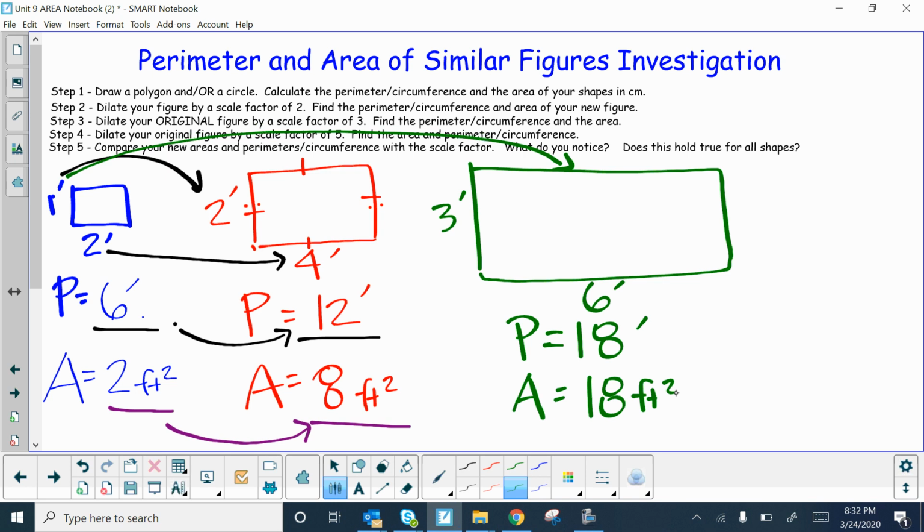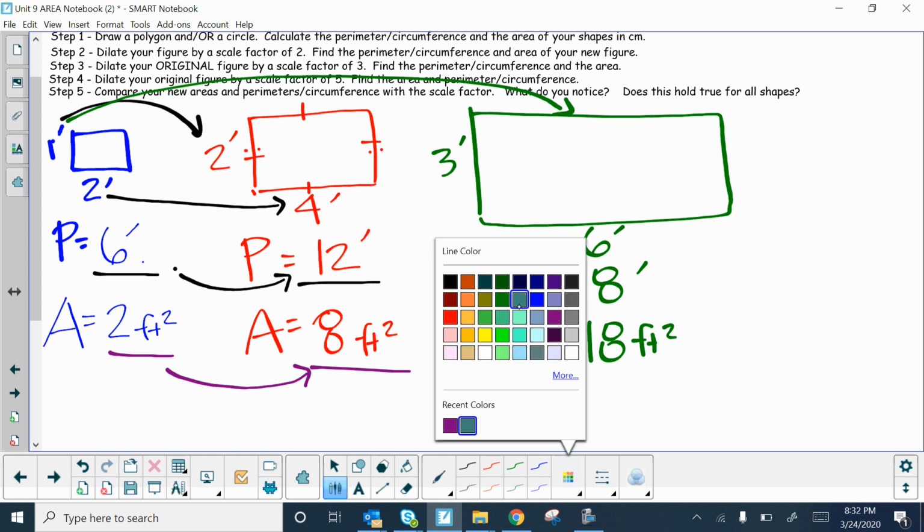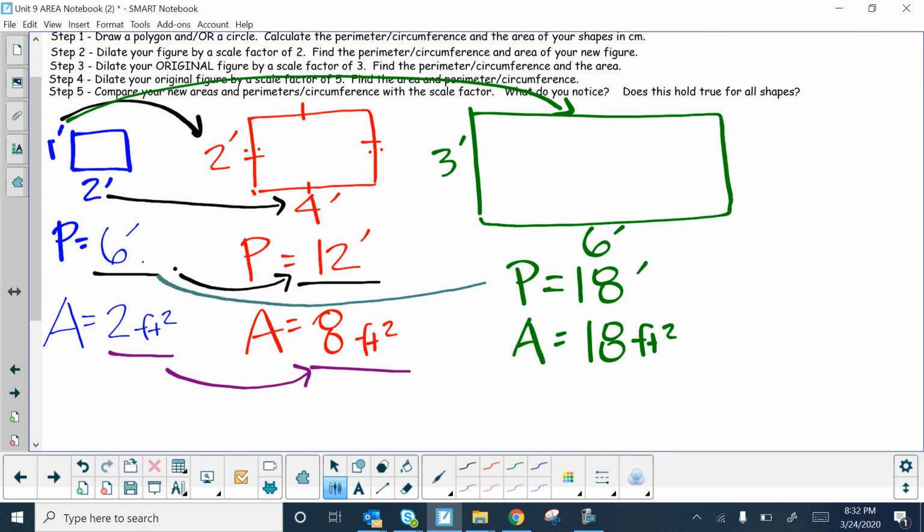Okay, now I want to compare again back from the original. So these numbers got 3 times larger. How did the area get, in terms of how many times bigger did it get? It went from 6 to 18. That's still 3 times larger, so the same as the scale factor of 3. And then the area went from 2 to 18. That did not get 3 times bigger. That got 9 times bigger.